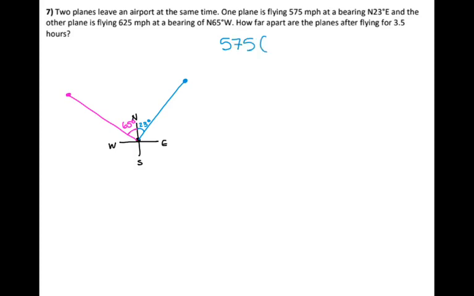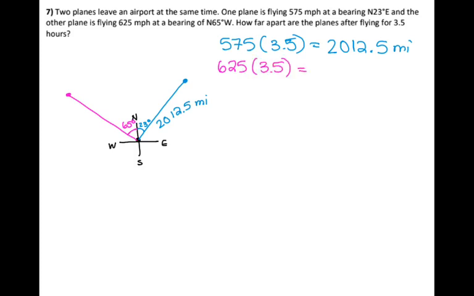So 575 times 3.5 gives me 2012.5, and this is miles. So this side of my triangle is 2012.5 miles, and then my other side is going at 625 miles per hour, again for 3.5 hours. So 625 times 3.5 is 2,187.5 miles. So I'm going to label this side as 2,187.5 miles.